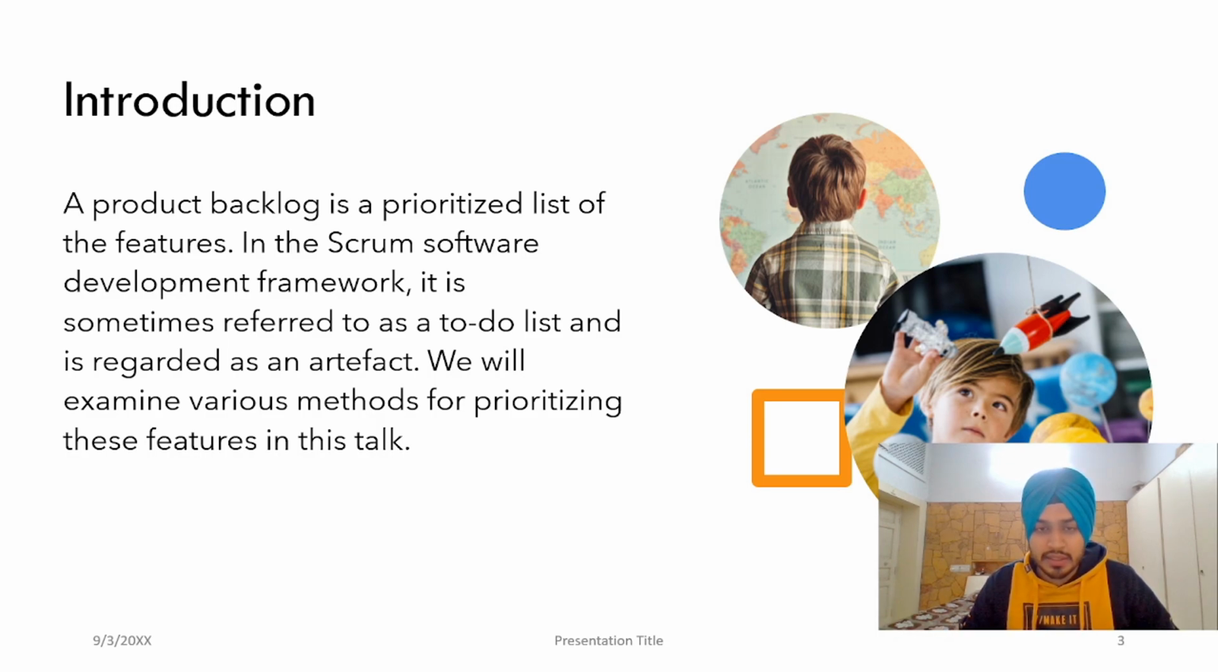So feature A would be at the first, feature C would be at the second, feature D would be at the third. Accordingly we would prioritize the whole backlog. In Scrum, it is also referred to as a to-do list. And we're gonna talk about various methods to prioritize this product backlog.